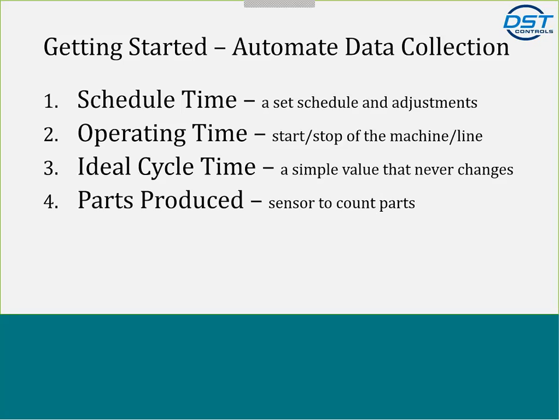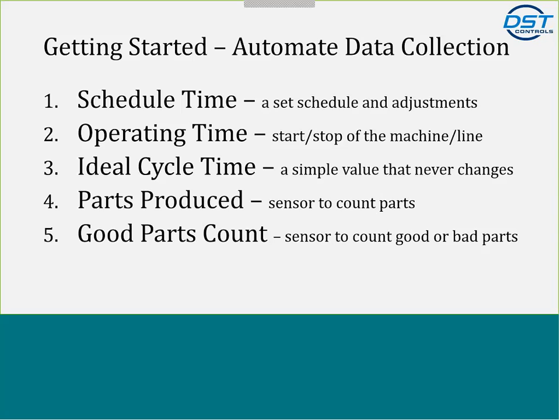And then the parts produced is usually not too difficult to figure out. Some sensor will tell us every time that a part has been produced, maybe on the output of a line where you have your product running by, and we have a counter with a sensor that usually takes care of the parts produced data collection. And the last thing is the good parts.